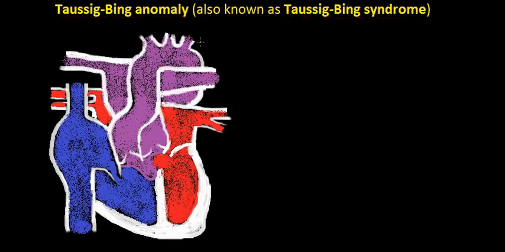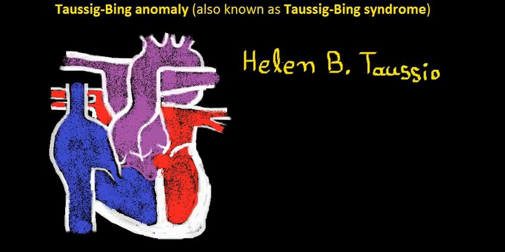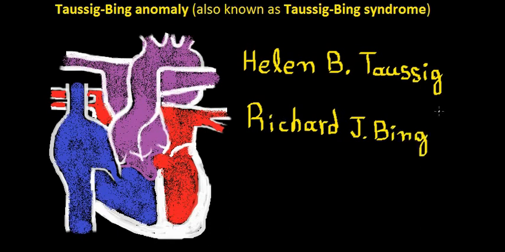Very briefly, it is named Taussig Bing anomaly because of Ellen Brooke Taussig and Richard John Bing, two cardiologists who worked together at the Johns Hopkins Hospital in Baltimore, and they were the first cardiologists that described this cardiac malformation in 1949.